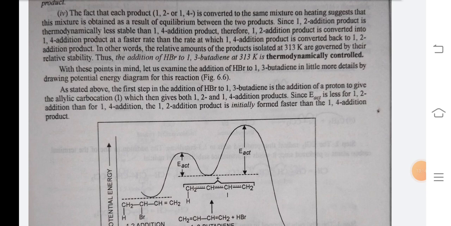In other words, the relative amounts of the products isolated at 313 Kelvin are governed by their relative stability. Thus, the addition of HBr to 1,3-butadiene at 313 Kelvin is thermodynamically controlled.